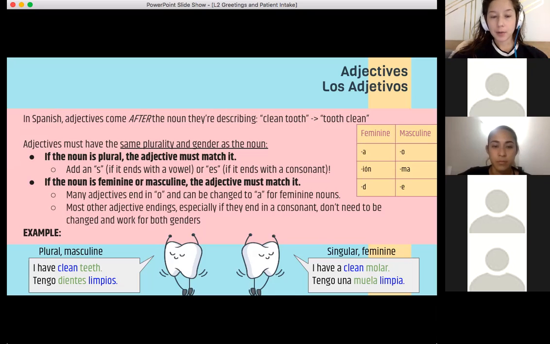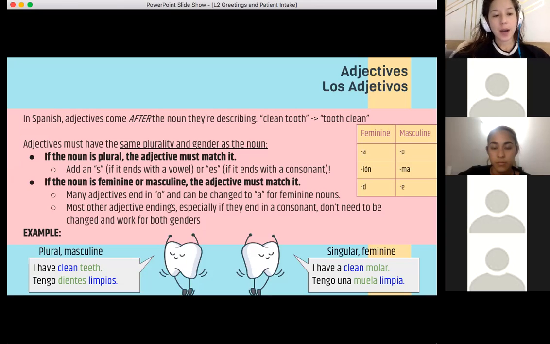It's a little bit simpler with adjectives, I would say. Many adjectives end in o, and they can easily be changed to a for feminine nouns. And there's a lot of other adjective endings. A lot of them end in consonants. And in those cases, most of the time they don't need to have their gender changed. So you only really need to worry about adjectives that end in o, changing them to a to make them feminine. And then we have a couple examples.